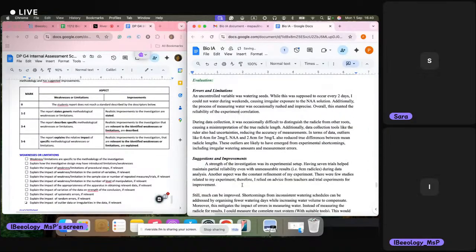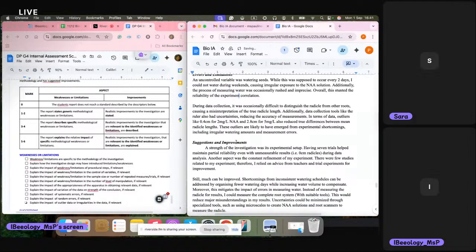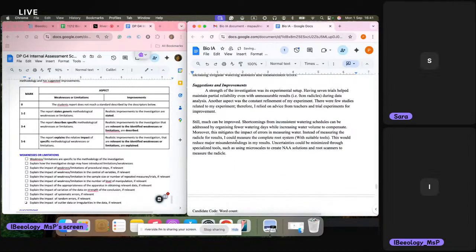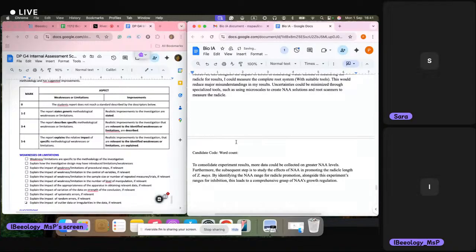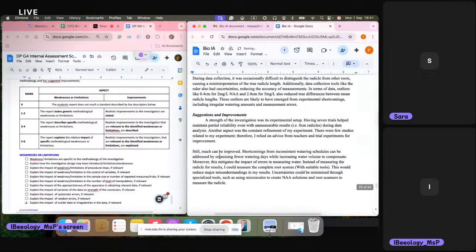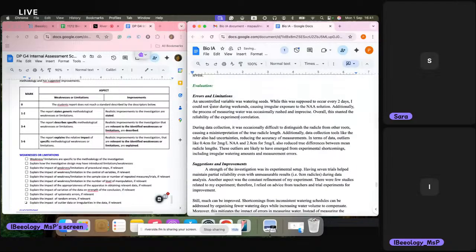Here, you kind of exhausted yourself a little bit, don't you think? First of all, I don't see any references or citations. Let's read it together. An uncontrolled variable was watering. And you said a while ago that you controlled it. I was planning to control it, but the lab interfered with my schedule. So it's the schedule that's the problem.